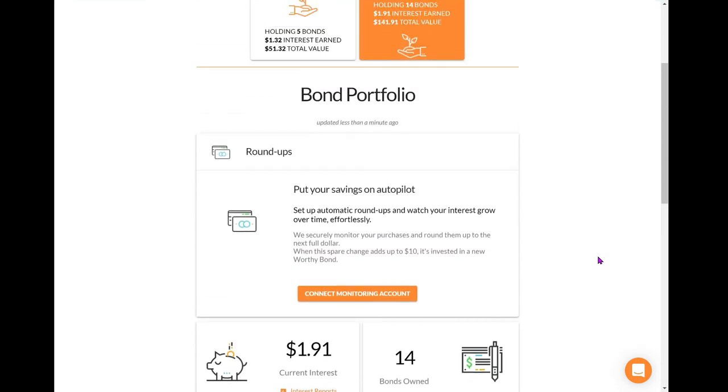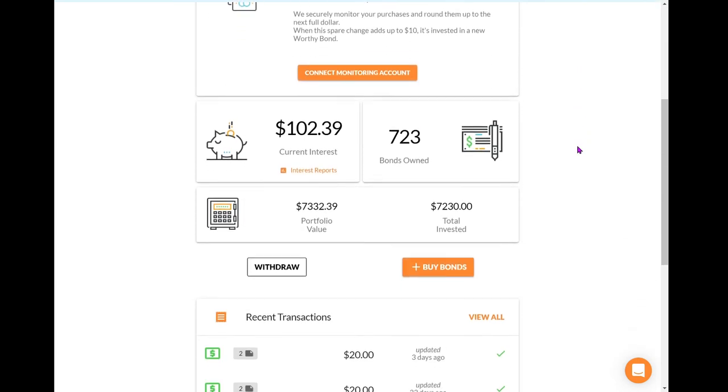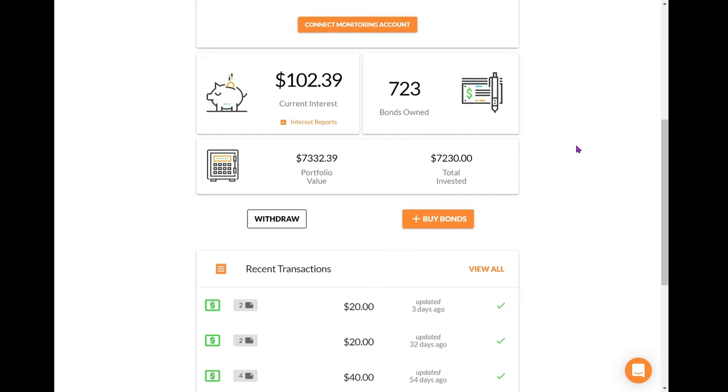Rocking and rolling, baby. All right, check this out. So what I did is I took $7,000 and I bought some Worthy bonds. That was some emergency money, which I've since replenished. I wanted to be a little bit risky with it and chase some yield, but I've been so impressed with Worthy bonds that it just made sense to me. It's a very good calculated risk in my opinion.